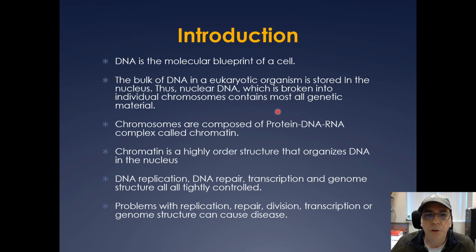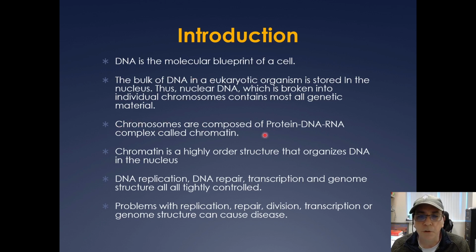So as I'm sure you all know, DNA is the molecular blueprint of a cell. Everything that makes up a cell basically comes from the blueprint of the DNA, right? All of the different proteins and everything. Now, the bulk of DNA in a eukaryotic organism is stored in the nucleus, right? And the nuclear DNA is then further broken down into individual chromosomes. And almost all of the genetic material is contained on those chromosomes. The one exception being mitochondrial DNA, which contains a whole bunch of different genes.